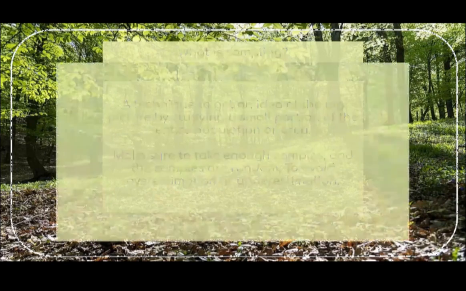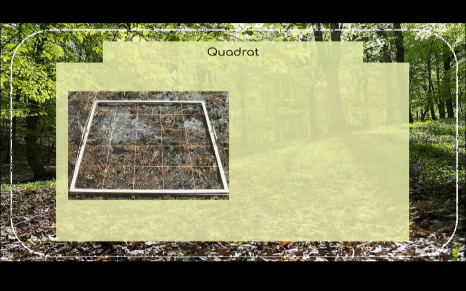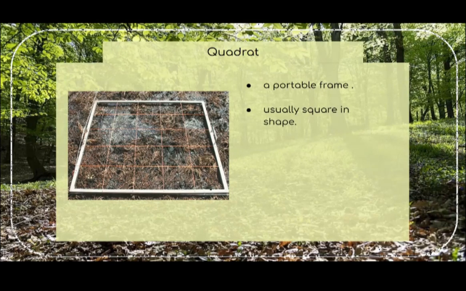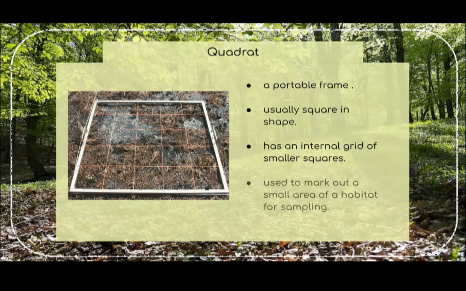Ecologists have tools to help them with sampling. One of them is a device called a quadrat. A quadrat is a portable frame, usually square in shape, with an internal grid of smaller squares used to mark out a small area of a habitat for sampling. The frame may be of different sizes, but it is usually a 1 meter by 1 meter or 0.5 meter square frame.